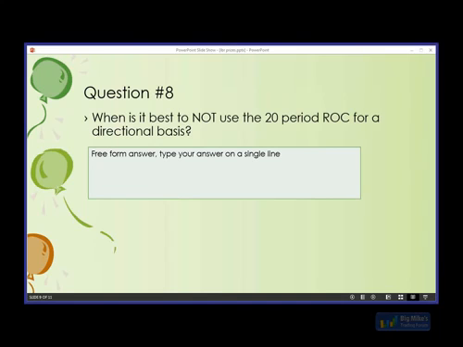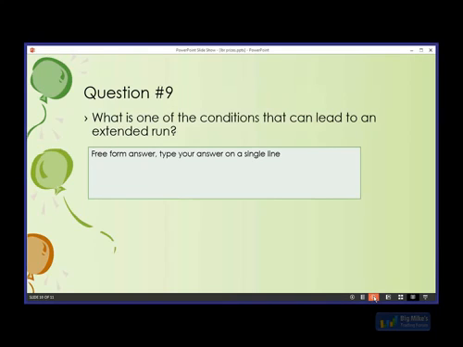And here comes question number 9. What is one of the conditions that can lead to an extended run? I was looking for a breakout of a chart formation. Breakouts of trading ranges are one proxy.